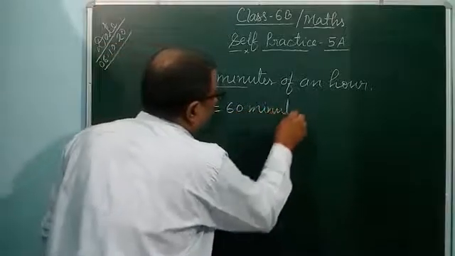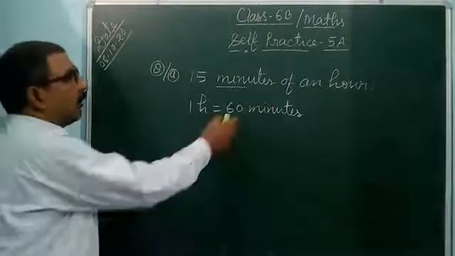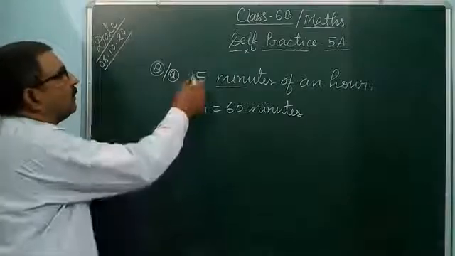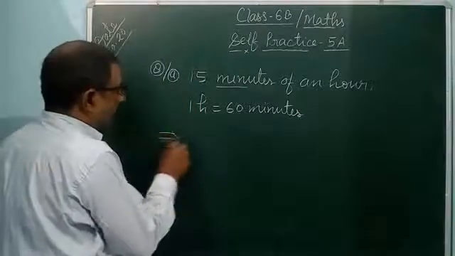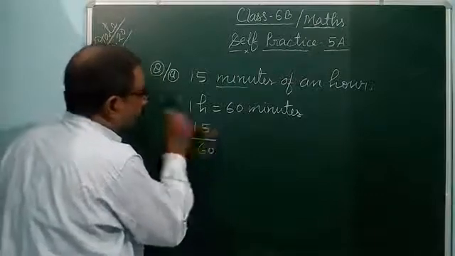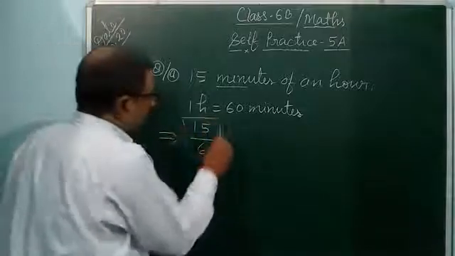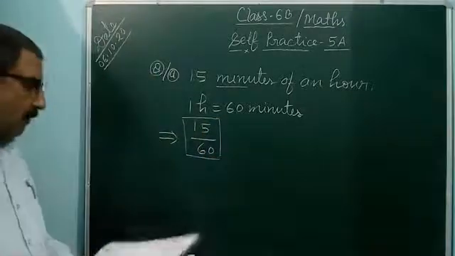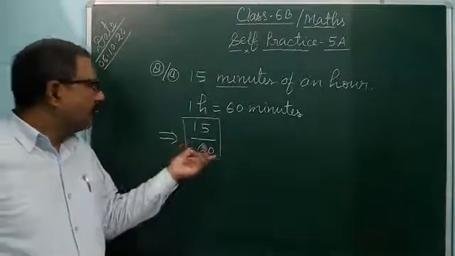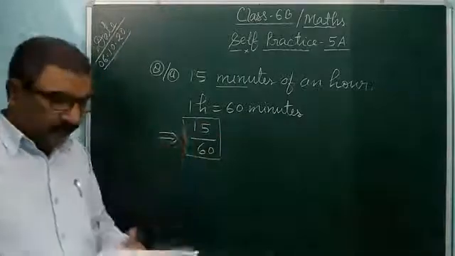So it means out of 60 minutes, 15 minutes is there. So you can write out of 60 minutes, 15 minutes is there. So fraction will be 15 upon 60, because 1 hour has 60 minutes. Out of 60 minutes, only 15 minutes is given. So fraction will be 15 by 60.